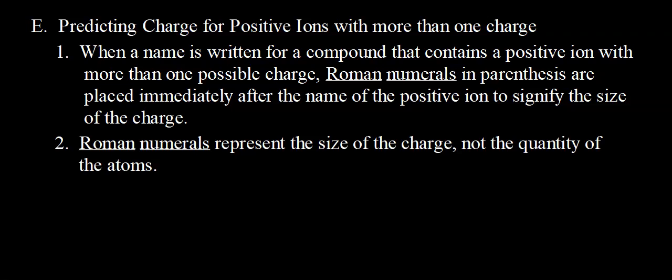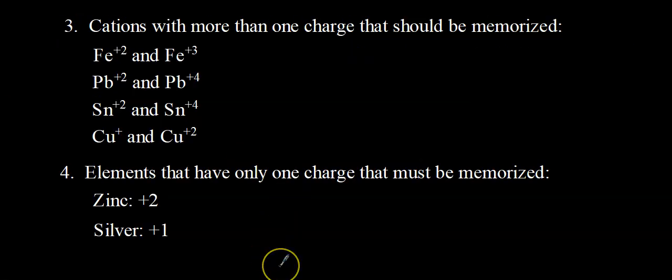Roman numerals represent the size of the charge of the cation. Not, I repeat, not the quantity of the atoms. Be careful. Here they are. Iron can form more than 1 ion, +2 or +3, depending on the compound. Lead can form 2 ions, +2 and +4. Tin can also form +2 and +4. And copper can form +1 or +2. So for all of these metals, when we name their compounds, we're going to use what's called the stock system, which means that we're going to use Roman numerals in the name.